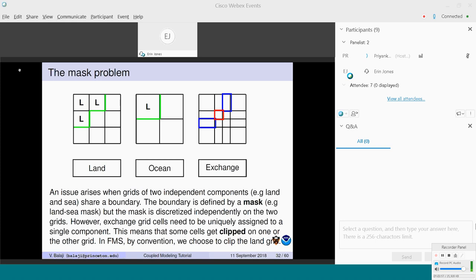No, clip as in clip off, sorry, that's a good point. So, this cell, if you say it belongs to the ocean, then the cell has to be clipped like this. So the surface area of the cell will be less than the surface area of the square. You're never updating the red cell, yeah. So you recompute the surface area so it excludes that cell.